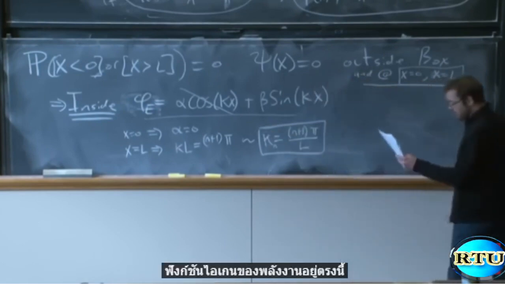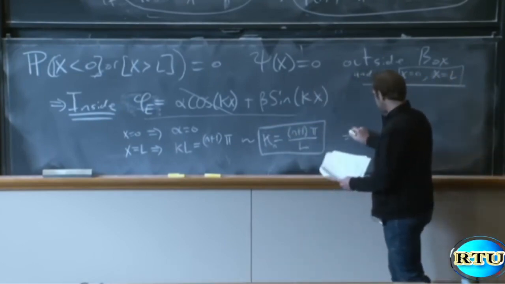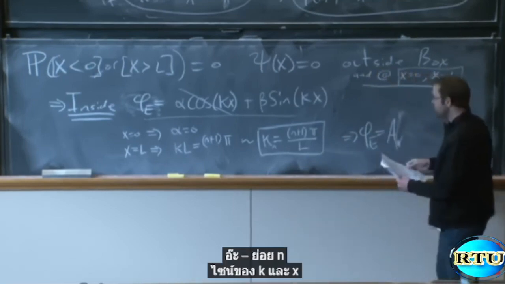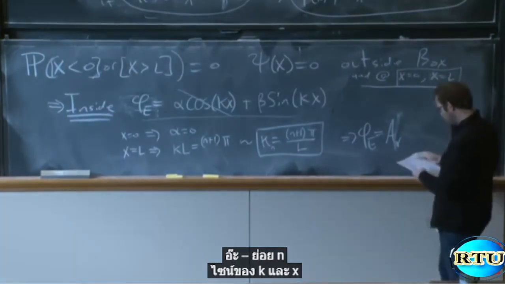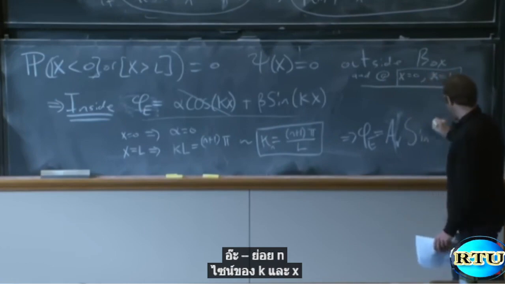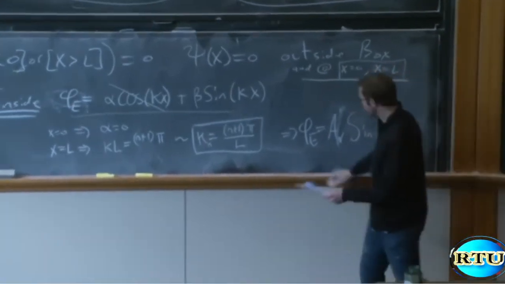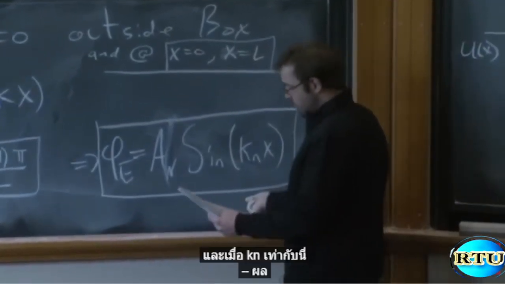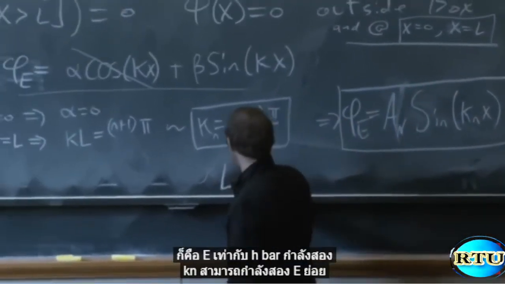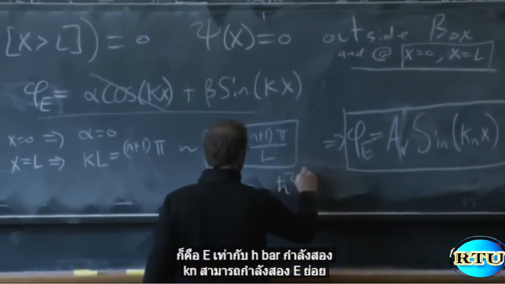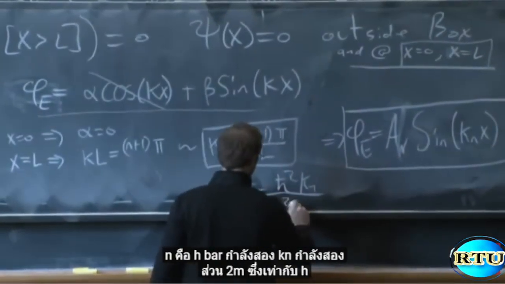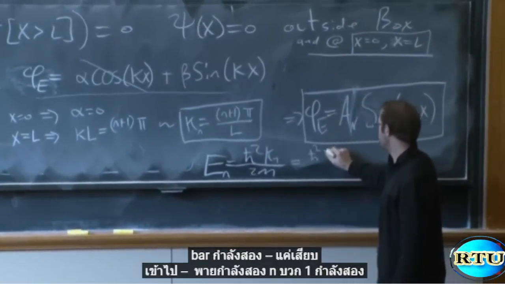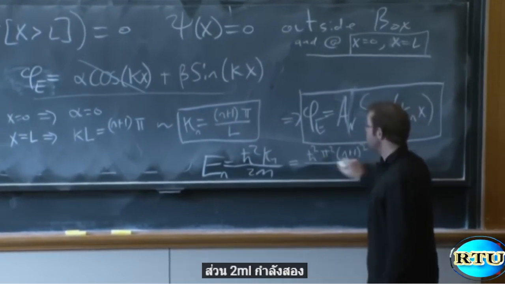Okay? So the energy eigenfunction here is some normalization, A sub n, sine of k_n x. And where k_n is equal to this, and as a consequence, E sub n is h bar squared k_n squared over 2m, which is equal to h bar squared, just plugging in, pi squared, n plus 1 squared over 2mL squared.